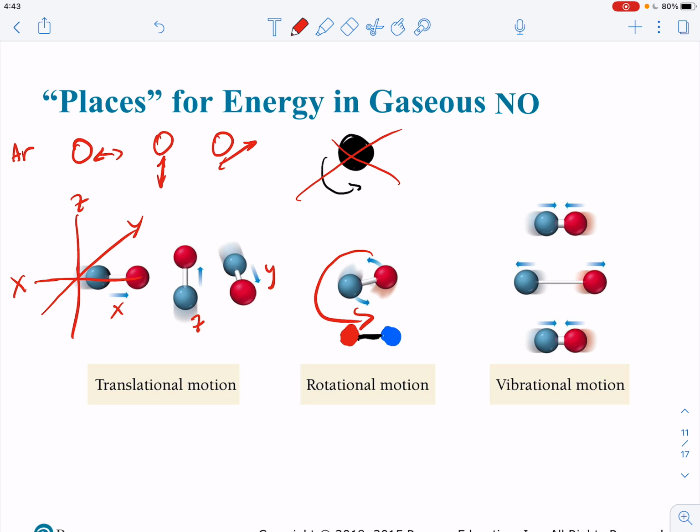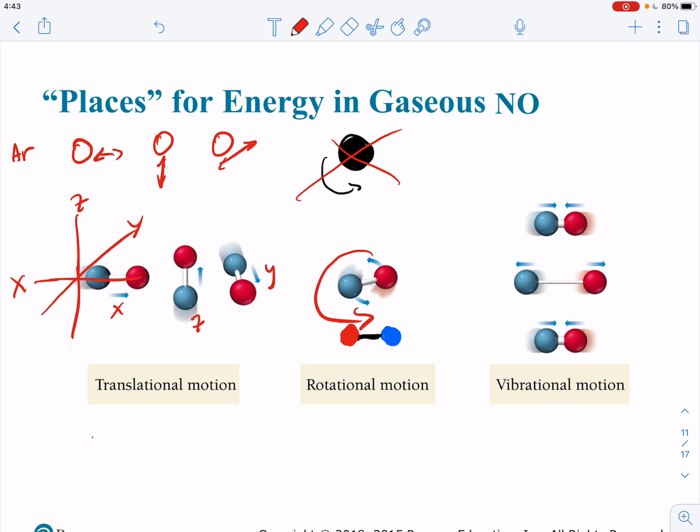And here, that bond that you have between the nitrogen and the oxygen, that bond is vibrating. Imagine that you are connecting two balls with a rubber band, and then you stretch that rubber band back and forth. That's what the bond is doing. So you are adding more microstates here.